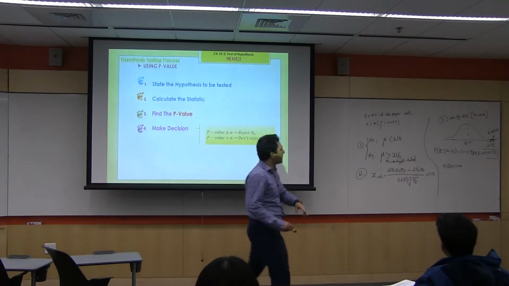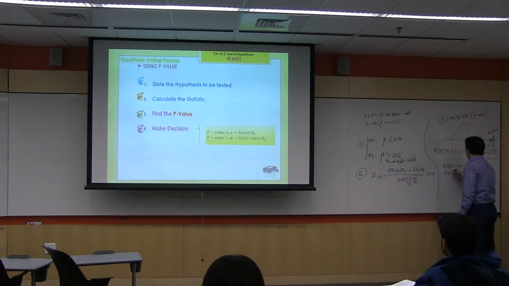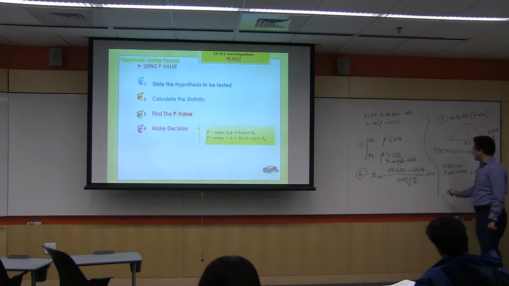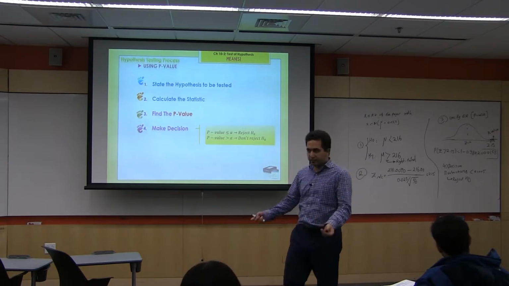What happens in here? My alpha is 0.05. My P value, which is 0.0158, is less than alpha of 0.05. Therefore, what do we do? We reject the null. The same conclusion, but a different approach.